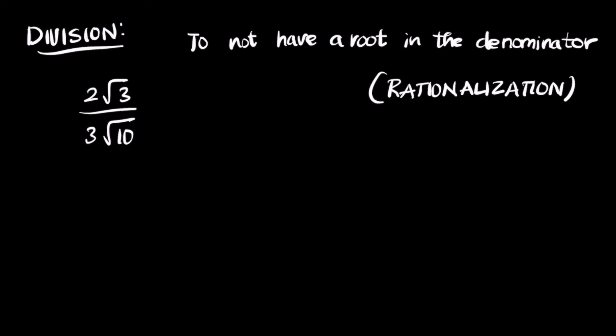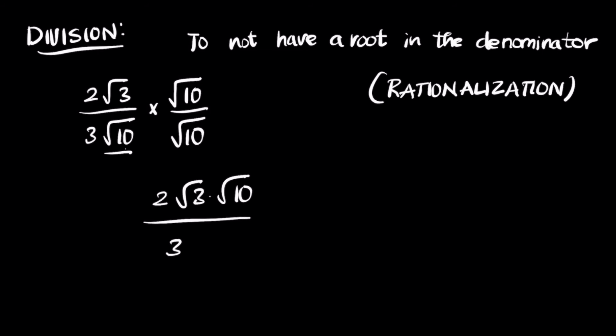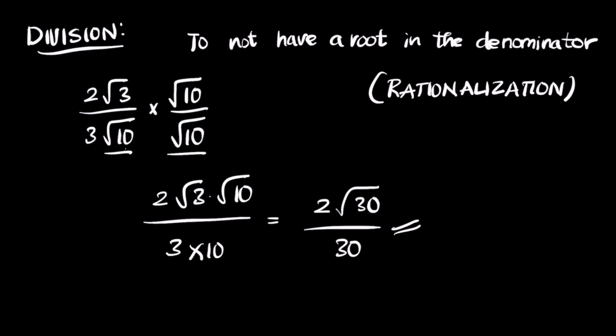So for example, in this, if you want to eliminate the root, the only way is to multiply it by itself. So you can multiply and divide at the same time, provided that it does not change the actual value. So now it becomes 2 times root 3 into root 10 divided by 3 times root 10 into root 10, which becomes 10. So it becomes 2 times root 30 divided by 3 times 10, that becomes 30. So this is the final answer. The other way of doing this is 2 times 3 times 5, which gives you the final value root 30 by 15. So this is your simplification.